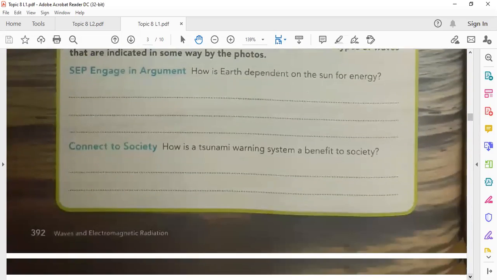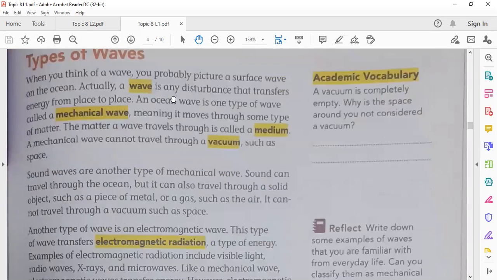Okay, what is a wave? Is any disturbance that transfers energy from place to place. All waves transfer or carry energy from place to place. There are two types of waves, the mechanical wave and the electromagnetic wave.